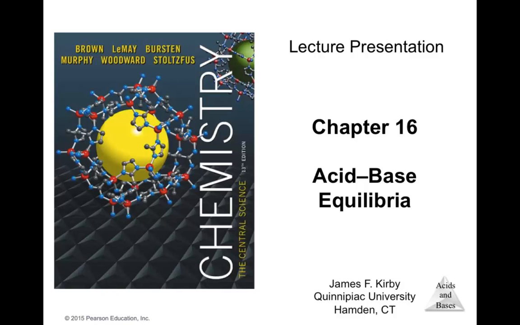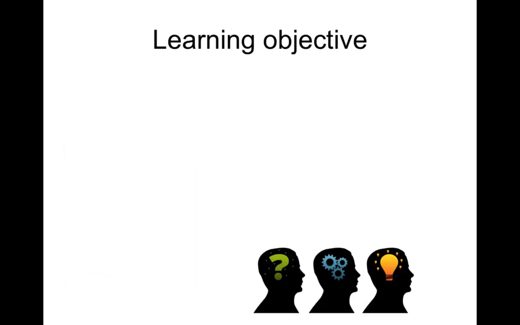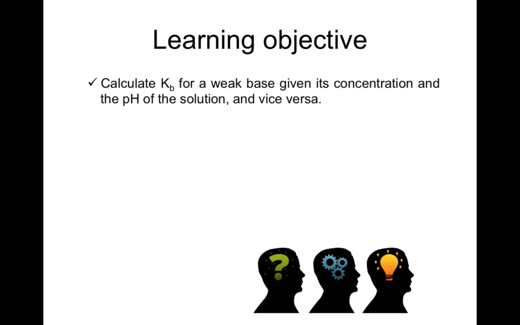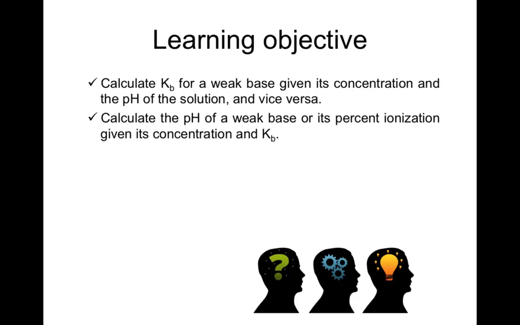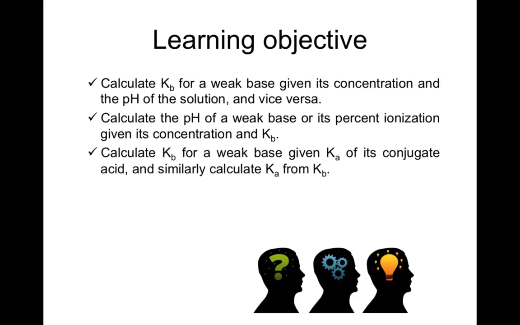Let's continue to talk about acid-base equilibrium. By the end of this module, you will be able to calculate Kb for a weak base given its concentration and the pH of the solution, and vice versa. Also, you will be able to calculate the pH of a weak base or its percent ionization given its concentration and Kb. You will calculate Kb, or the base dissociation constant, for a weak base given the acid dissociation constant of its conjugate acid, and similarly calculate Ka from Kb.